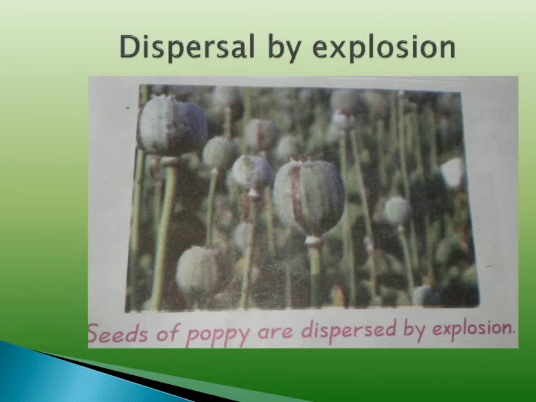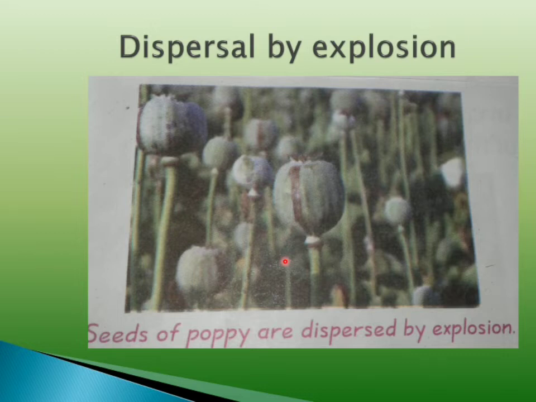Then last one, dispersal by explosion. Okay, some plants distribute their seeds by violently ejecting them so that they fall well away from the parent plant. Okay, so the fruits of some plants like the poppy, pea and bean burst open when they are ripe, scattering the seeds in all directions. So this method of seed dispersal is called explosion.